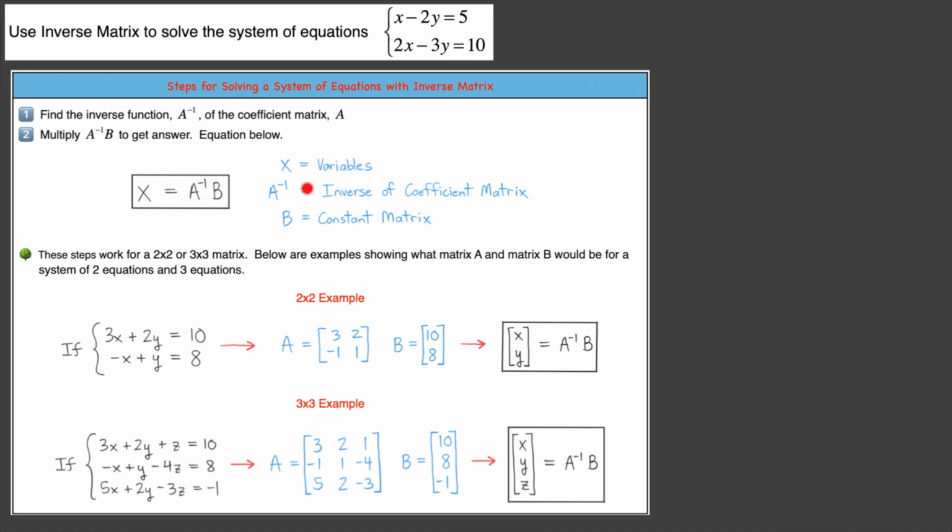So x represents the variables that you're solving for. In this case, it's x and y. And that's going to equal the inverse of the coefficient matrix, A inverse here, times B, which is the constant matrix. So what is the coefficient matrix?